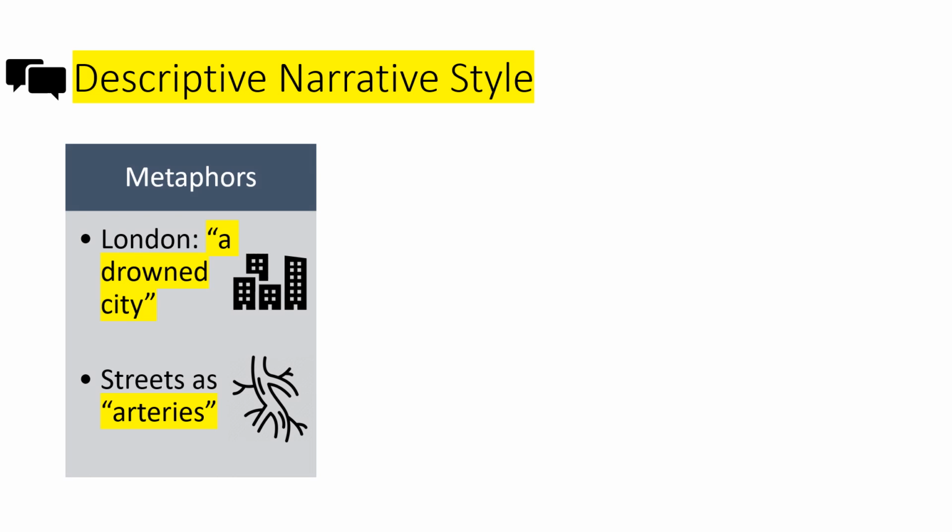We've got a descriptive narrative style as well. It's not emotionless. It's very rich in descriptive language to paint a vivid picture and bring events alive for the reader. Firstly, let's have a look at the metaphors. There's just a couple here that you can pick out, and they're good quotations to learn for your exam, but I'm sure you can find many more as well. London is referred to as a drowned city, and the streets are arteries.